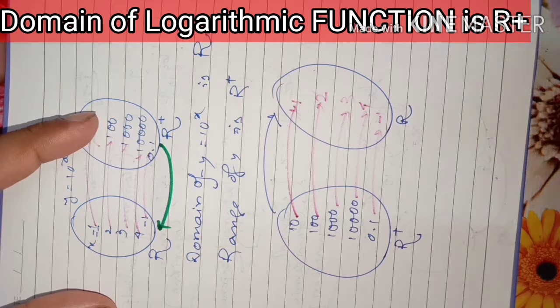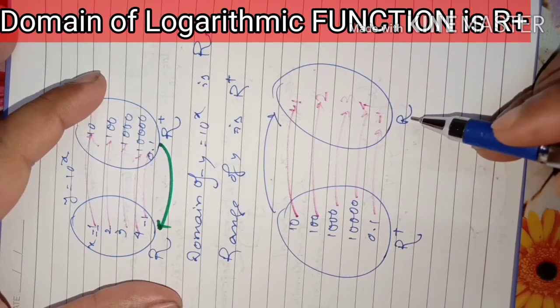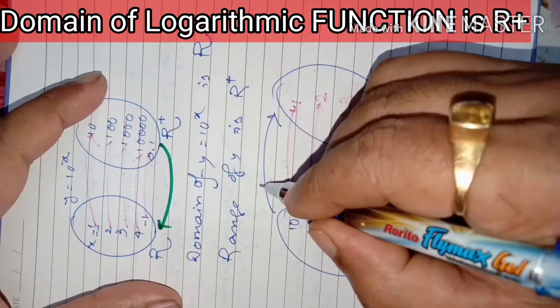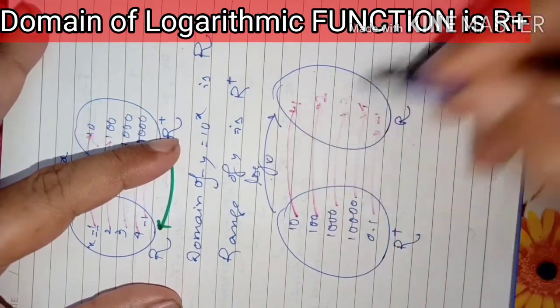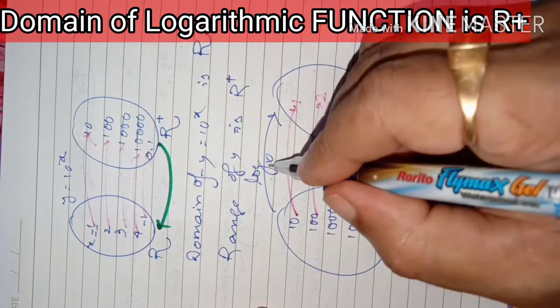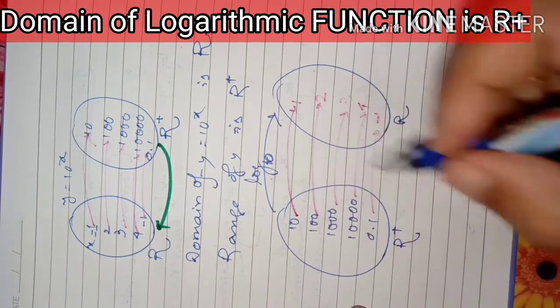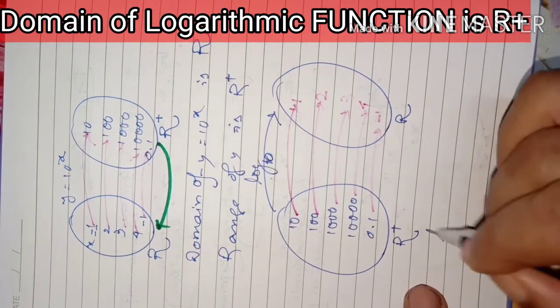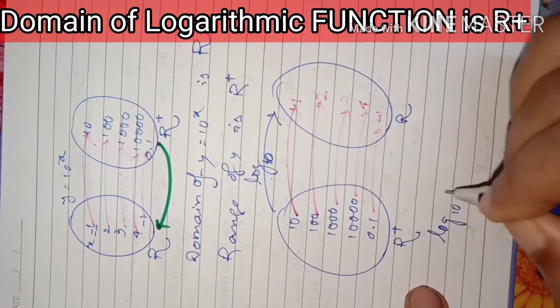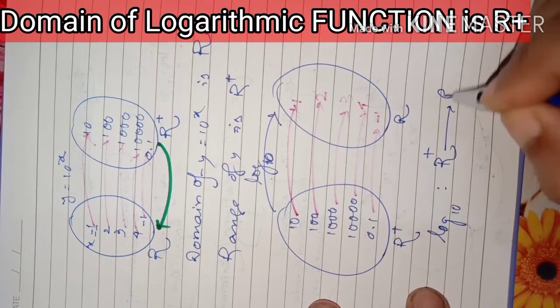So you see here the domain is what? Positive real numbers, and the range is the real number set. So this function will be called the log function. Log to the base 10 here. You can say this is the log function to the base 10. So here you can say log to the base 10 from positive real numbers to real numbers.